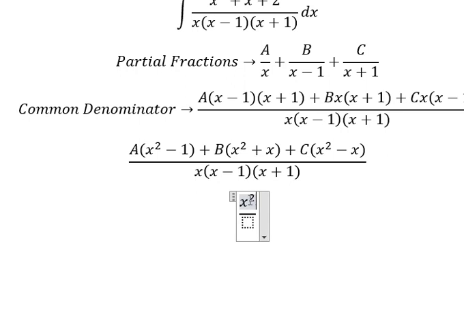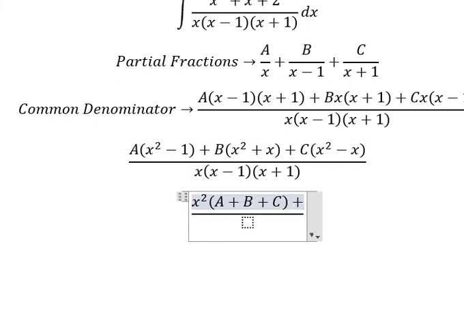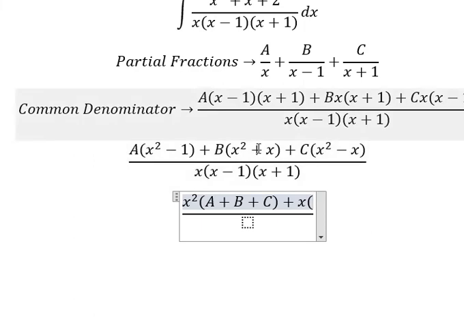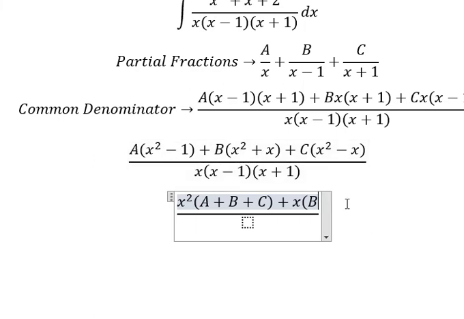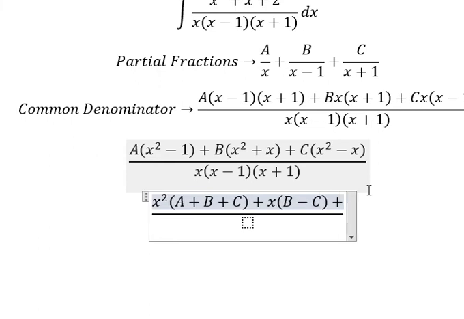About s squared, so we have A multiplied by s squared, B with s squared, C with s squared, so A plus B plus C. About s, we have B with positive s and C with negative s, so we have negative C. About the numbers, we have A with negative number 1.